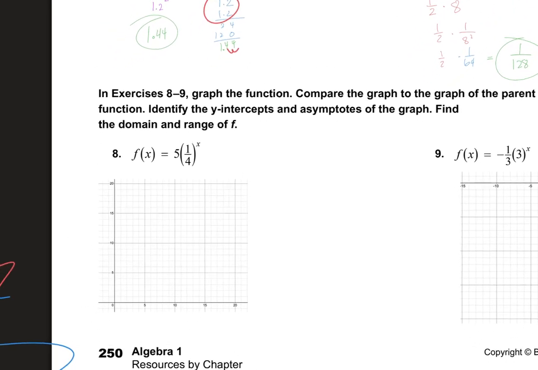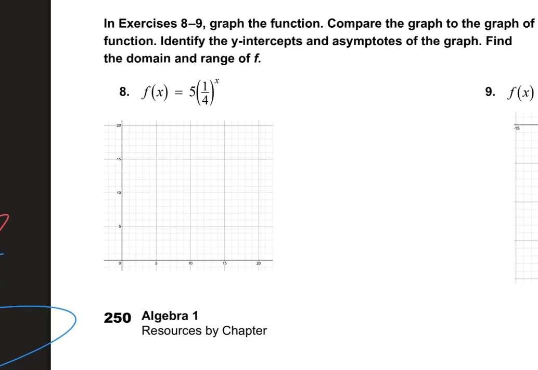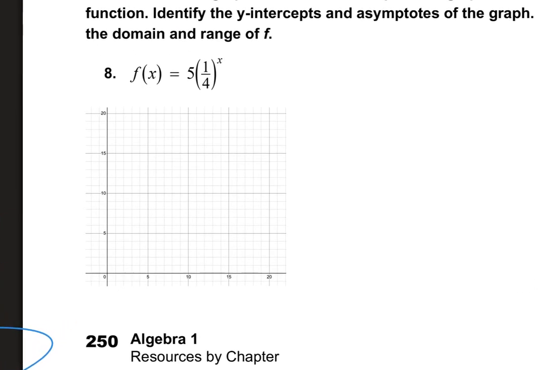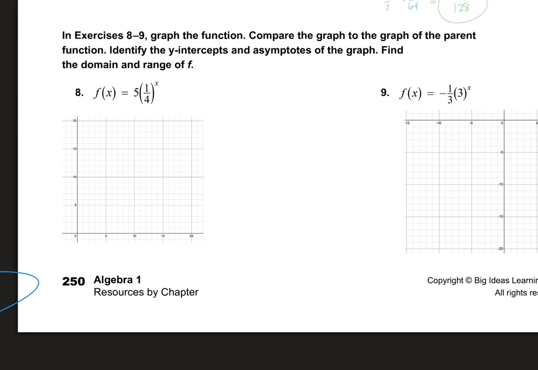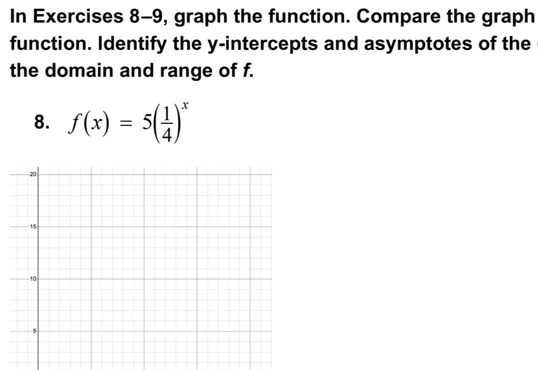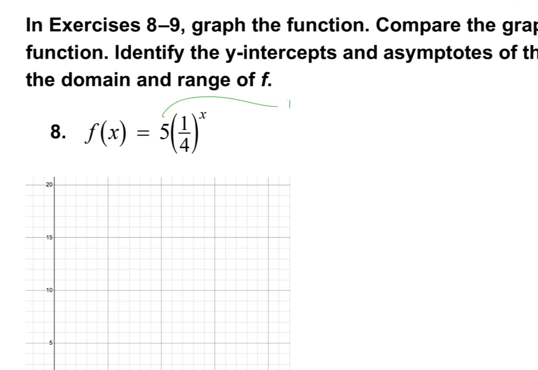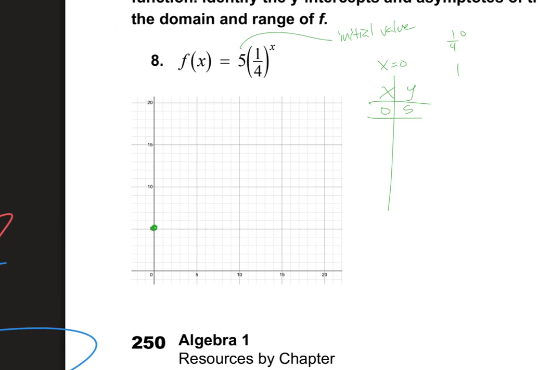the domain and the range of f being the function. So here's what's up. Number 8 and number 9 are not moving left or right, up or down. So we can start with this, that 5 is our initial value, meaning when we plug in x is 0, so like if I did a table and I said x is 0, 1/4 to the 0 power is 1, and 1 times 5 is 5. So check it out. There's our y-intercept, or our initial value, right?